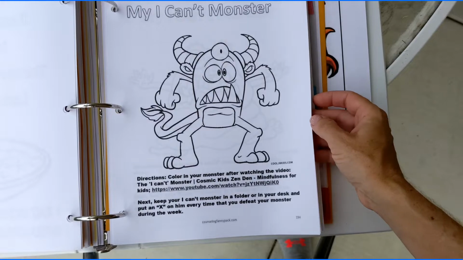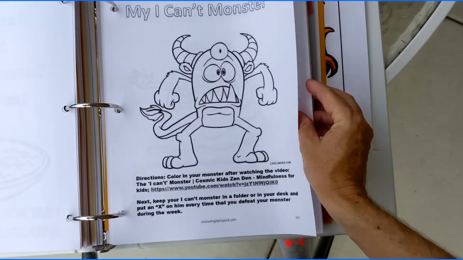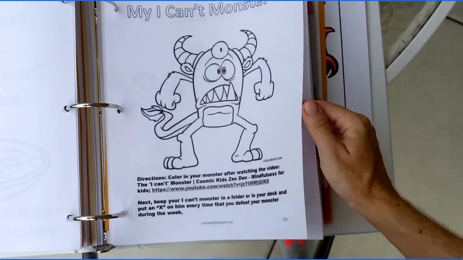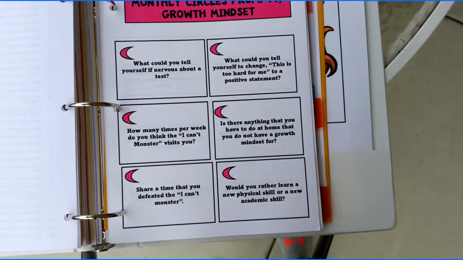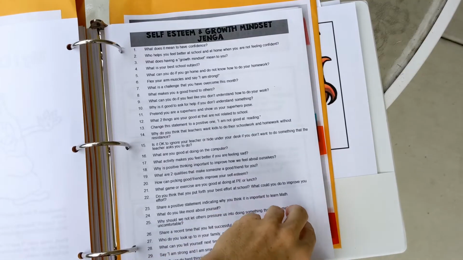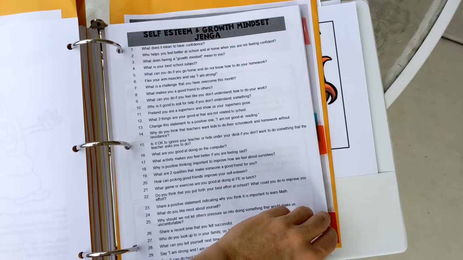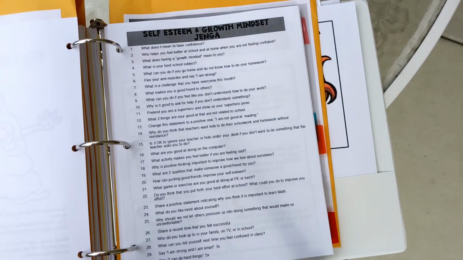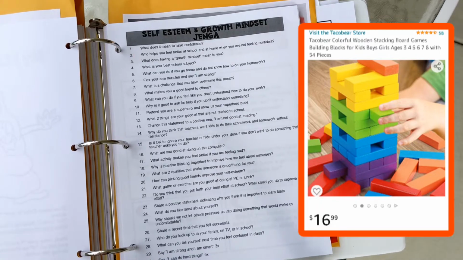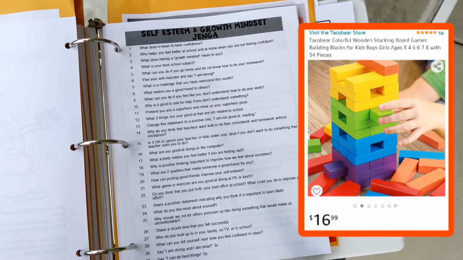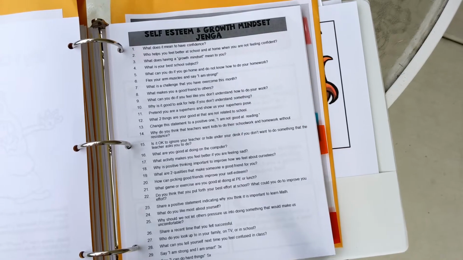This is an activity called the I Can't Monster. If you want to learn more specifics about this activity, I do have a separate video just for that. And then I don't know if you can read the title there, but this game is called the Self-Esteem and Growth Mindset Jenga. For the Jenga games that are included in my workbook, you do have to have your own Jenga or imitation Jenga, and then number it 1 through 30, and you can play the game.